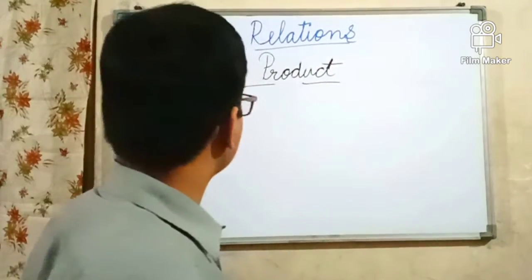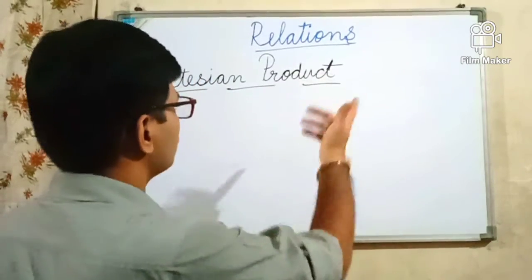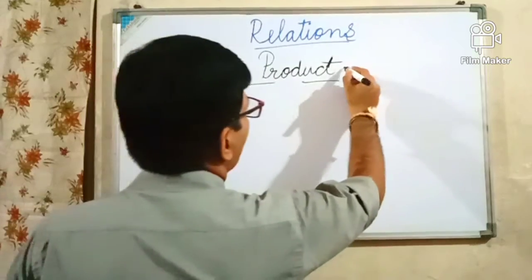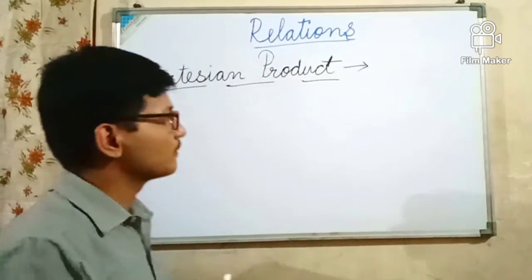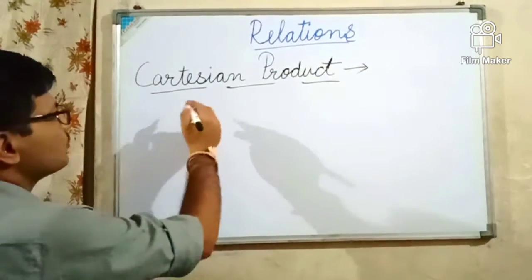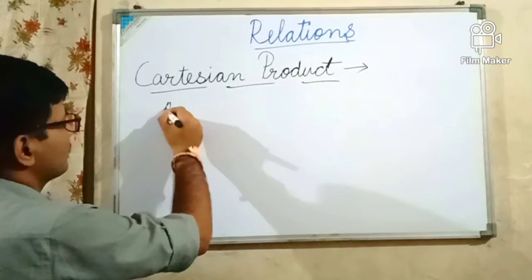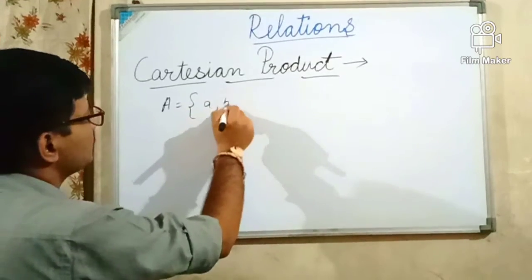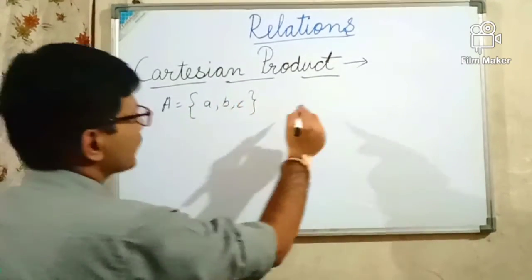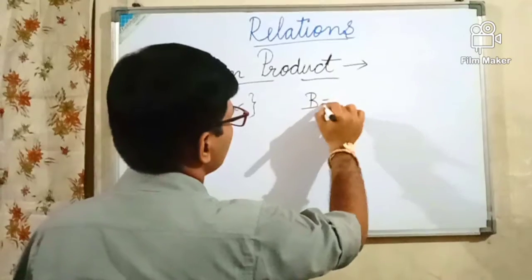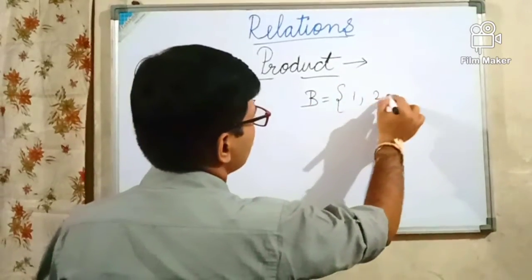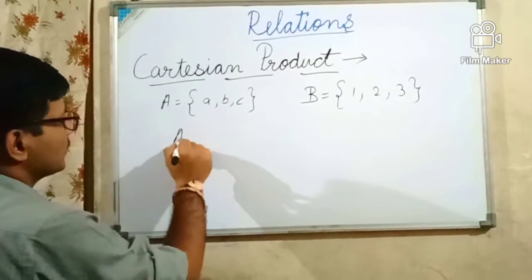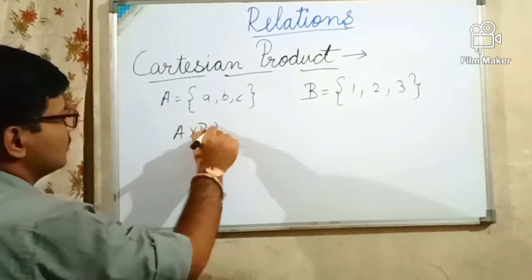In this, first of all, to learn about relations, we need to understand the Cartesian product. What is the Cartesian product? Suppose we have two non-empty sets. Let the first set A be A, B, C, and the second non-empty set be 1, 2, 3. The Cartesian product A cross B.